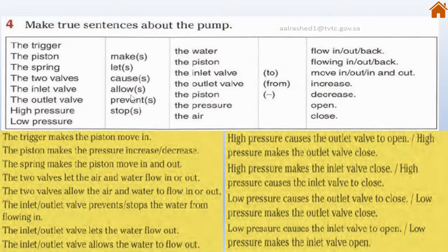Okay, if you use cause and allow, you need to put to. But let and make, we don't need to put to with it. If you use prevent and stop, you must add from and change the verb from its base form into ing. So you need to add ing to the verb.